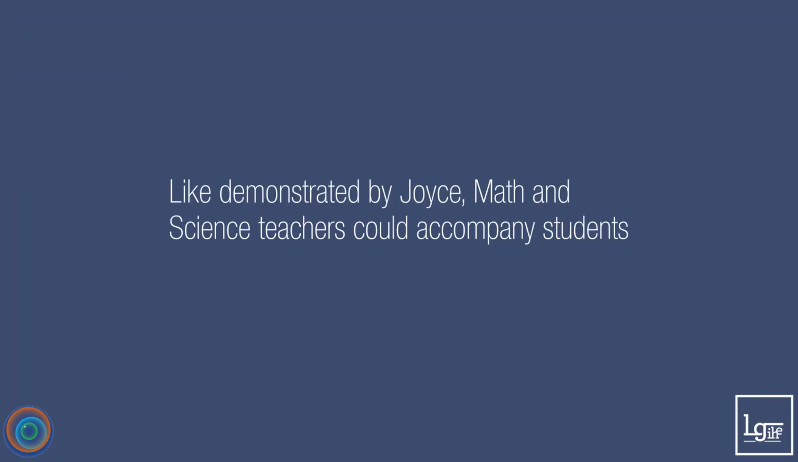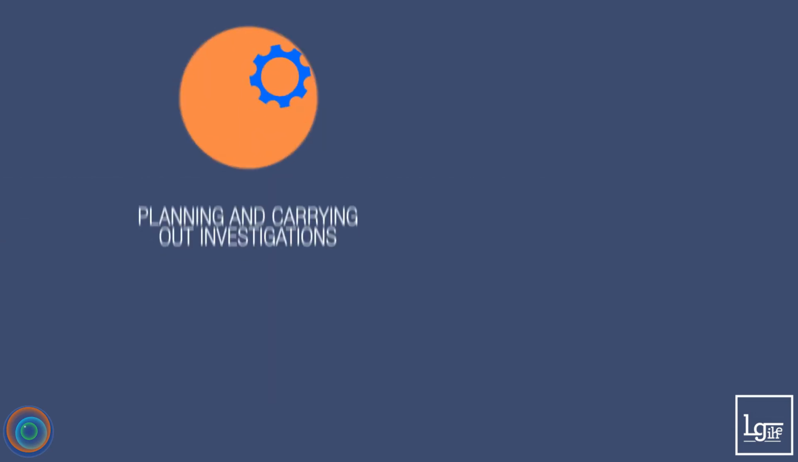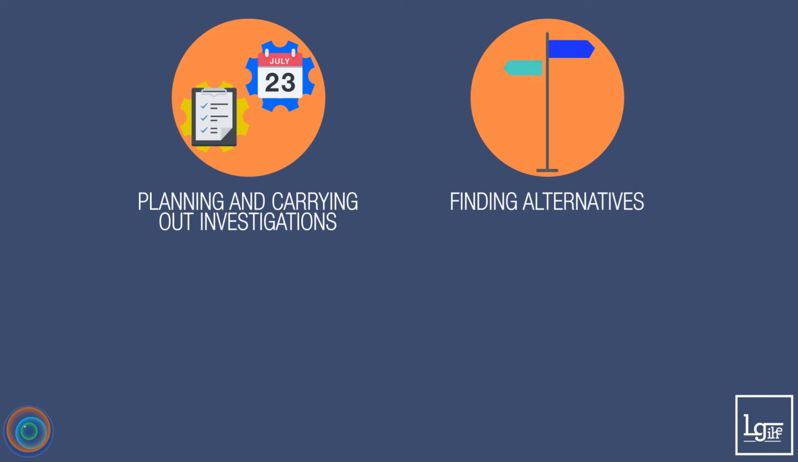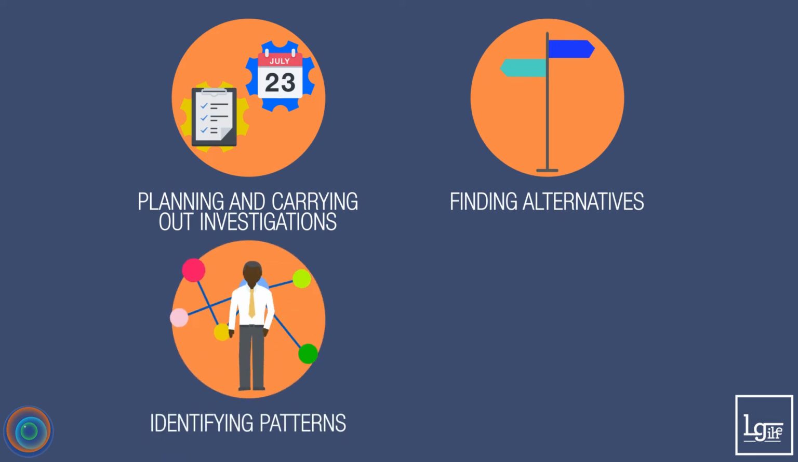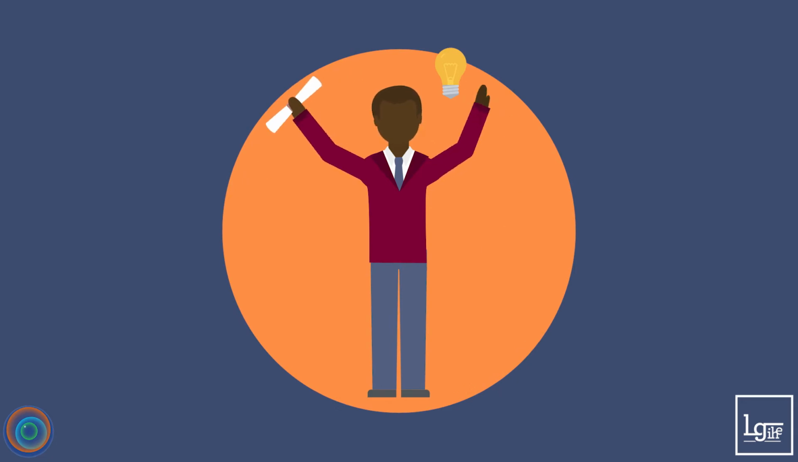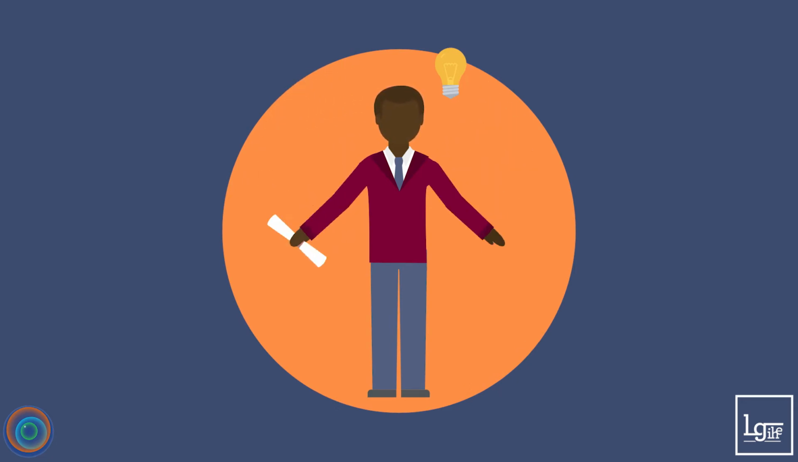Like demonstrated by Joyce, math and science teachers could accompany students in planning and carrying out investigations, finding alternatives, identifying patterns, and making generalizations. This gives students the opportunity to critically analyze the problem and apply their own unique ways of solving it.